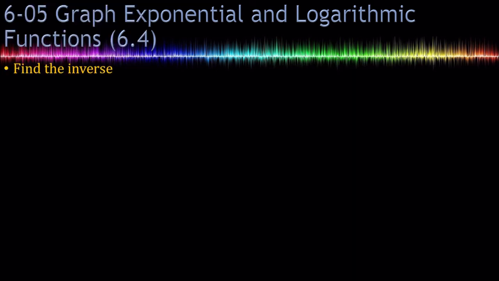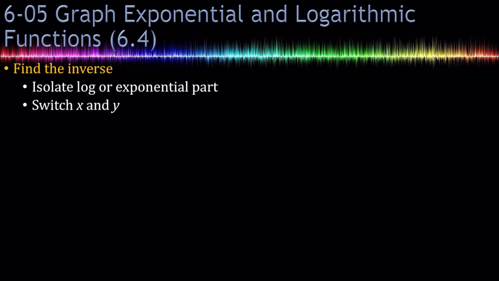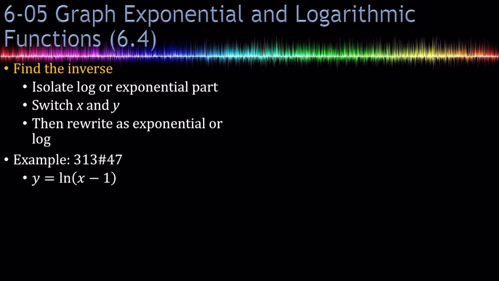Last thing in this lesson is how to find the inverse. Since exponential functions and logarithms are inverses, we can just rewrite one as the other, and then it's the inverse. So to find the inverse, you isolate the logarithm part or the exponential part, then you switch the x and y, and then you rewrite it as the other. It's an exponential or a logarithm. So try page 313, number 47. Let's use that as our example.